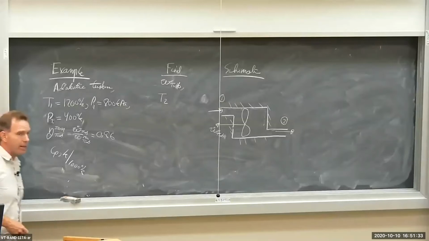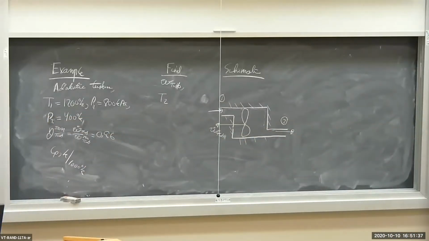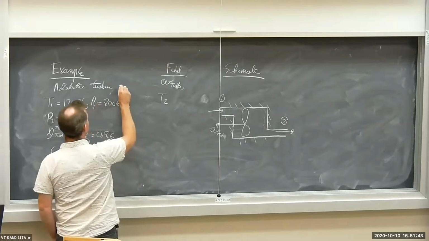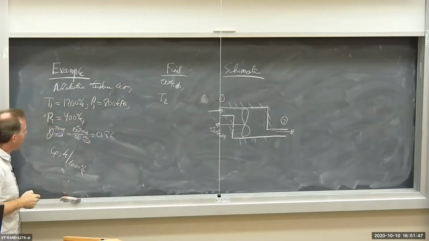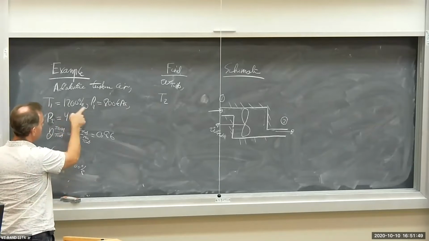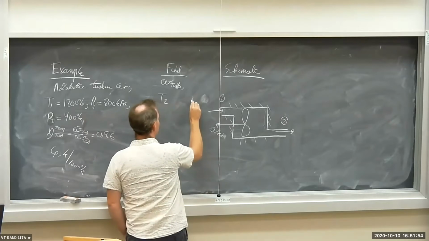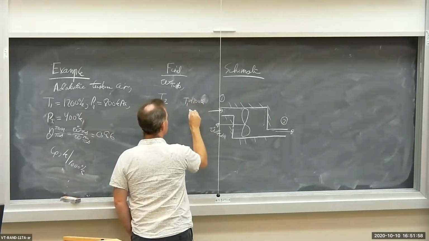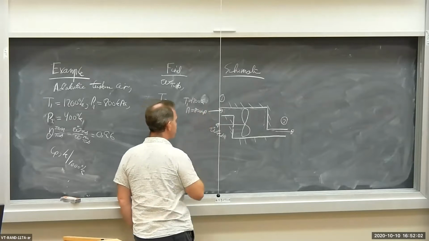All right, let's have a look at an example here. We have an adiabatic turbine that received air. So this is an adiabatic air turbine. Air is the working fluid. So we have air coming in at 1200 degrees and a pressure of 800 kPa. So we have T1 is 1200 degrees Kelvin and P1 is 800 kPa.